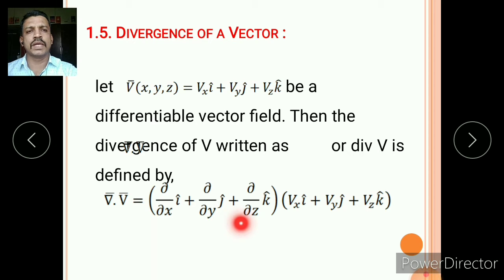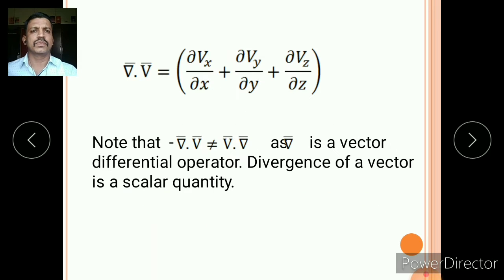∂/∂y j plus ∂/∂z k, dotted with this. This is our del, that we already have seen in the last lecture, that is the del operator, given by this form, ∂/∂x i plus ∂/∂y j plus ∂/∂z k, and this is our vector quantity vx i plus vy j plus vz k. Then del dot v can be written as ∂vx/∂x plus ∂vy/∂y plus ∂vz/∂z.